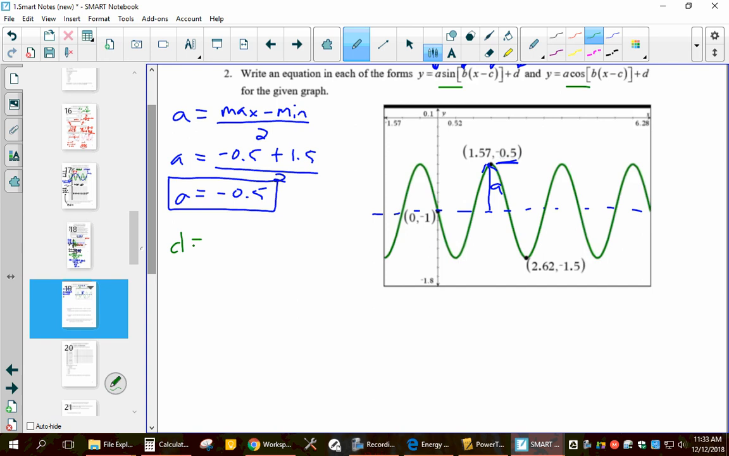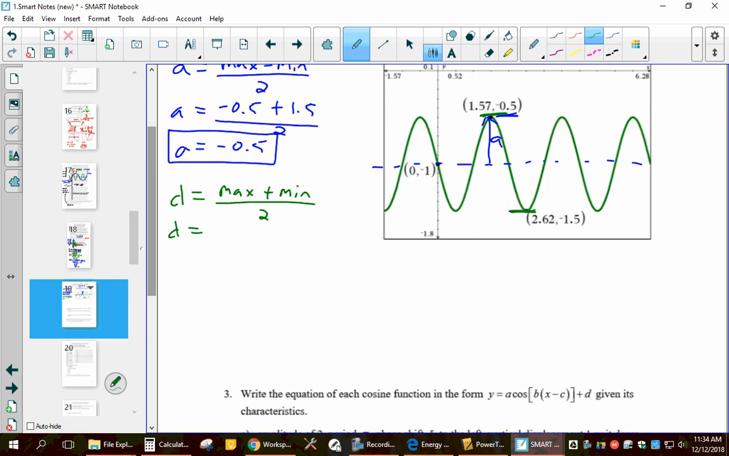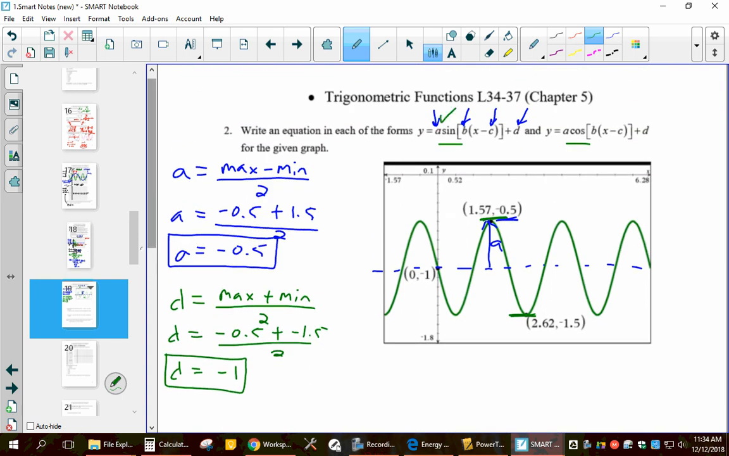Our D value is going to be our midline, right? And we've got to figure out where that is. So our midline here is really going to be the average between our top point and our bottom point. And maybe you can see that from the graph when you're looking at it sometimes. Maybe you can't. So let's put it in where it's your max value plus your min value divided by 2, right? We're just finding the average between those numbers to find our midline, or our D value. So our D value is going to be negative 0.5 plus negative 1.5 divided by 2. So our D value ends up being negative 1. Okay, so we're getting there. We got A, and we got our D value. We just got to work on B and C now.